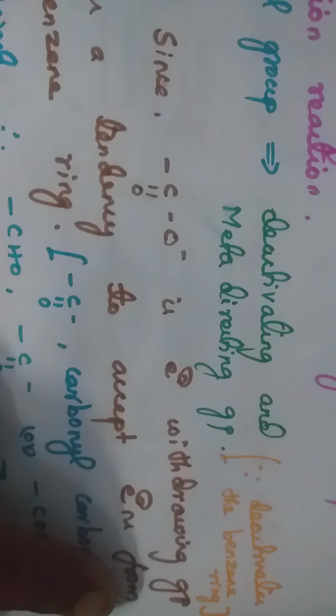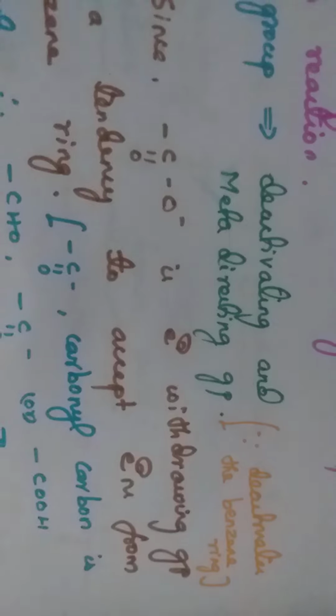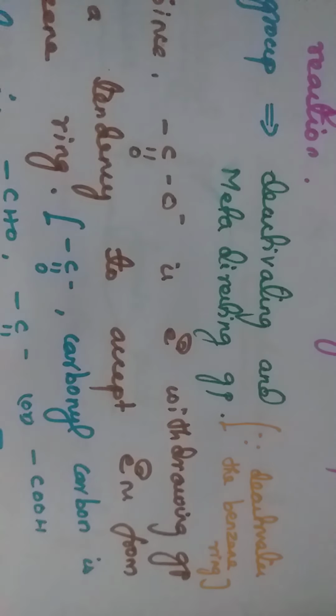Why does it decrease or deactivate the benzene ring? Because the COOH group is an electron withdrawing group. What is electron withdrawing? It means it has a tendency to accept electrons.